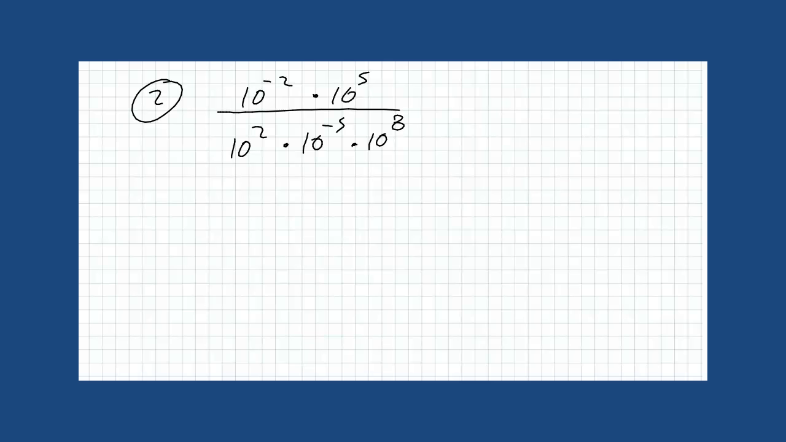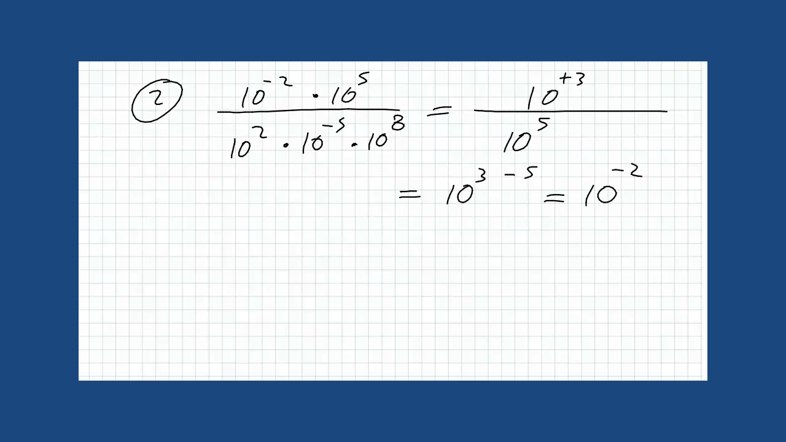Let us do the same thing. In the numerator we have 10 to power negative 2 plus 5, which is positive 3. And down we have 10 to power 2 plus negative 5, which is negative 3, plus 8, which is positive 5. So now apply the division rule. 3 minus 5, which is equal to 10 to power negative 2. By this, we reach the end of our lesson.